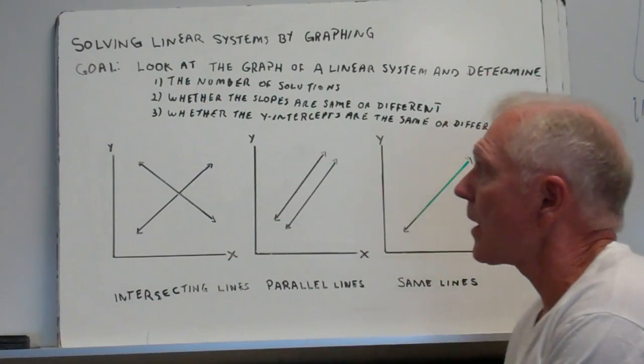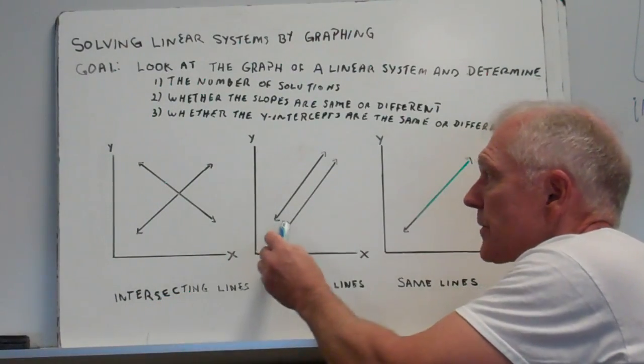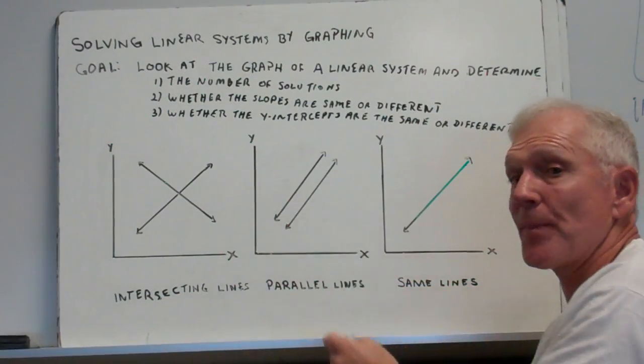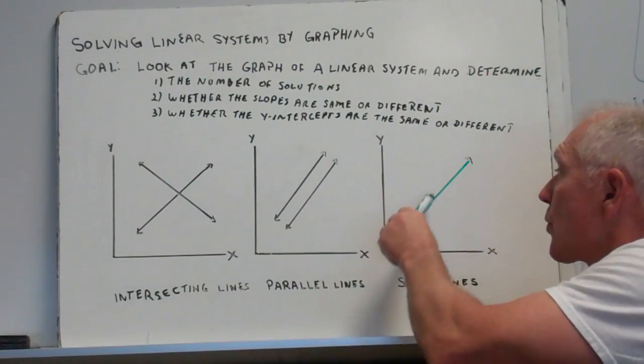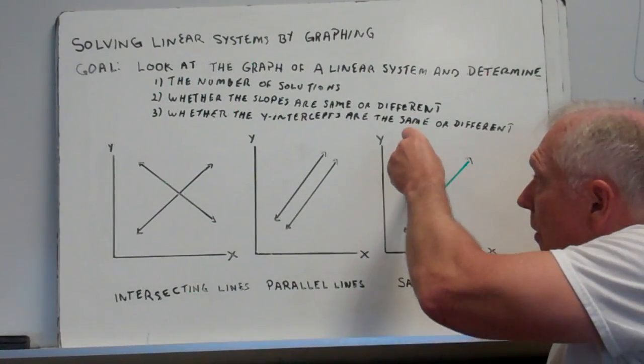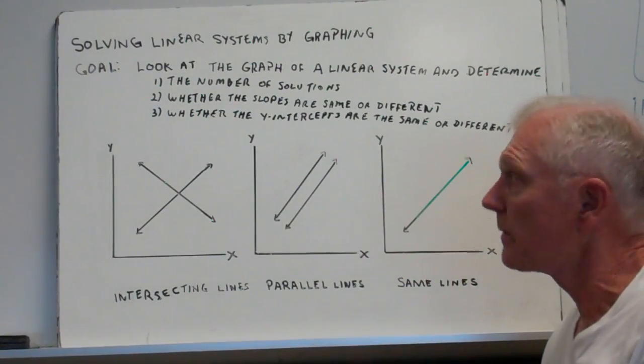There are 3 possible solutions to a linear system. The first one is when the lines intersect only at one point. The second possibility is when the lines are parallel. They do not intersect. And the third possibility is when one line is graphed on top of the other line, so you only have one line on the graph.